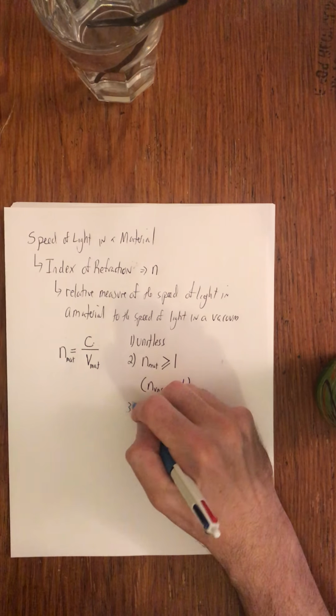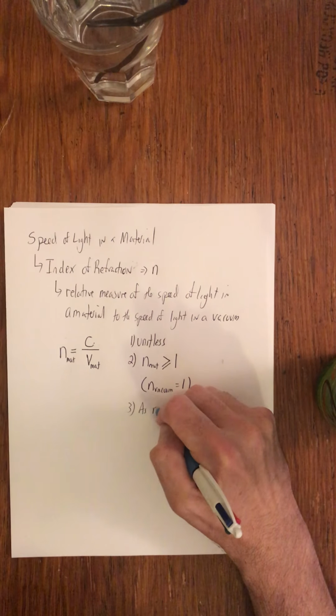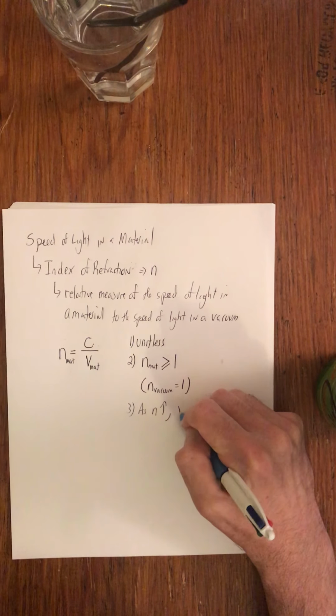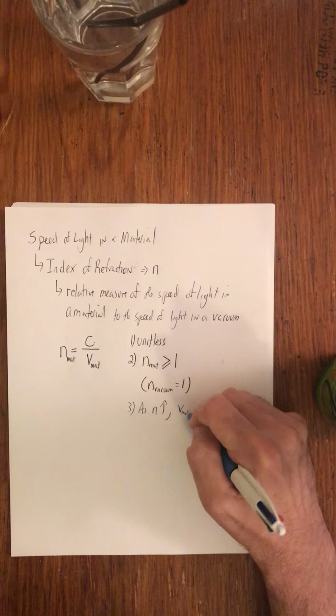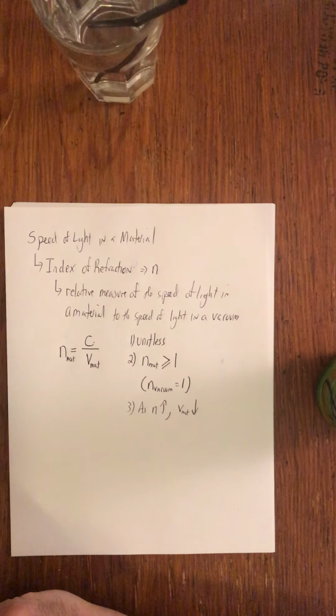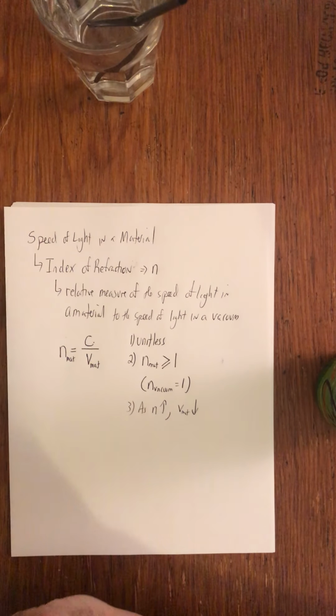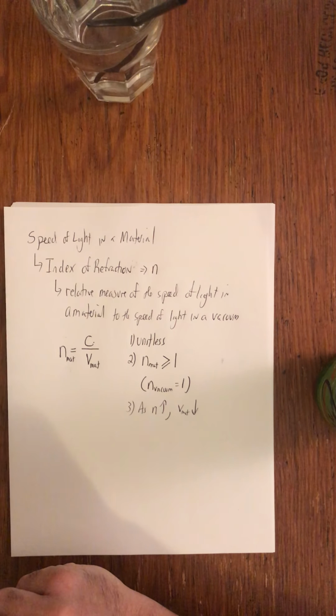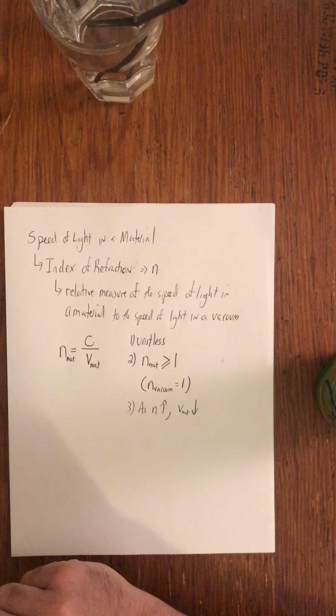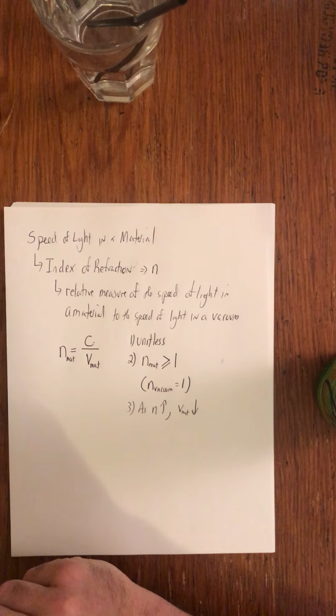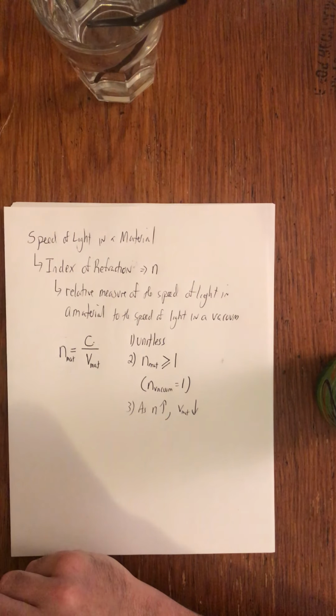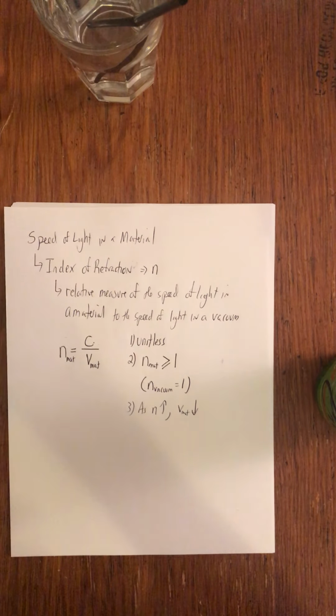The next thing we want to see is as n increases, the speed of light in that material decreases. Inverse relationship, pretty easy to see there. Okay, so something with an n of 1.8 is going to be moving slower than something that has an n of 1.3. I'm going to show you a list of n's in just a moment.